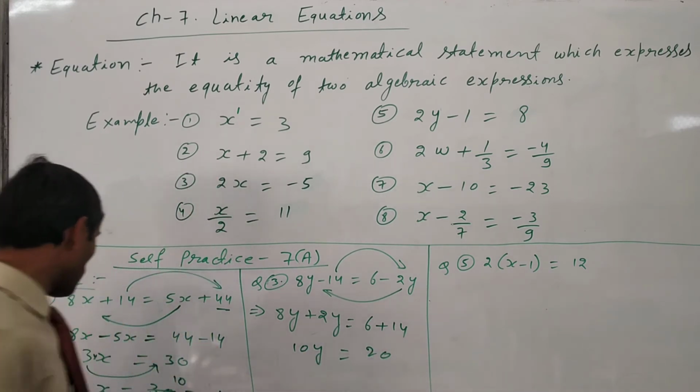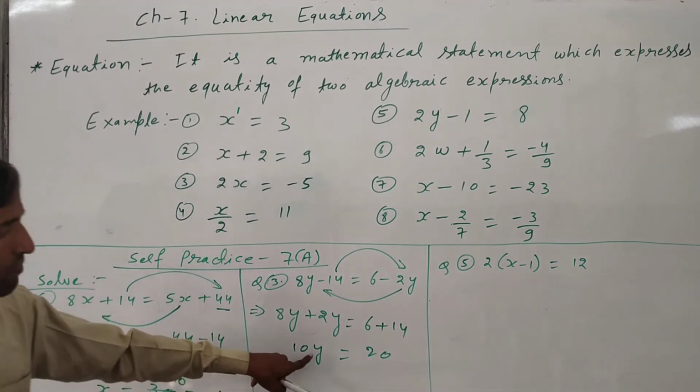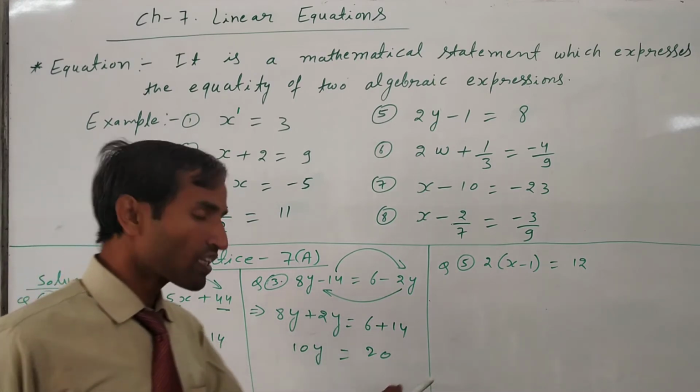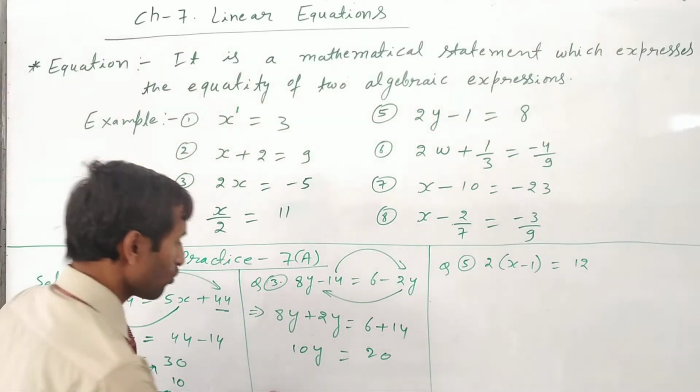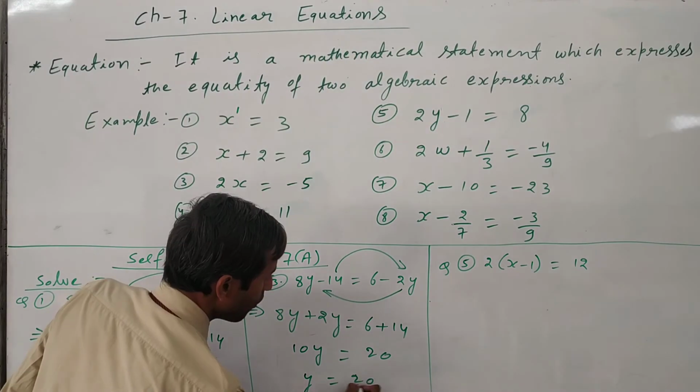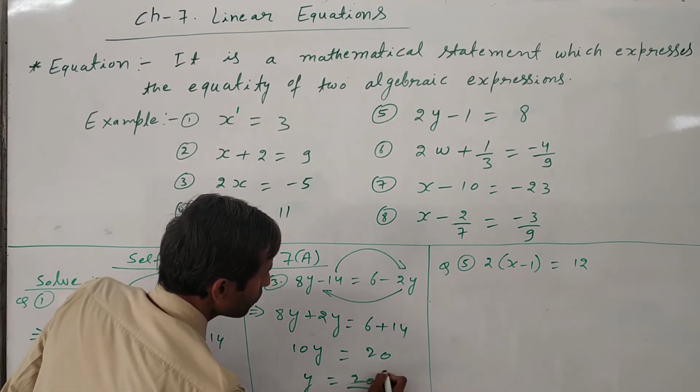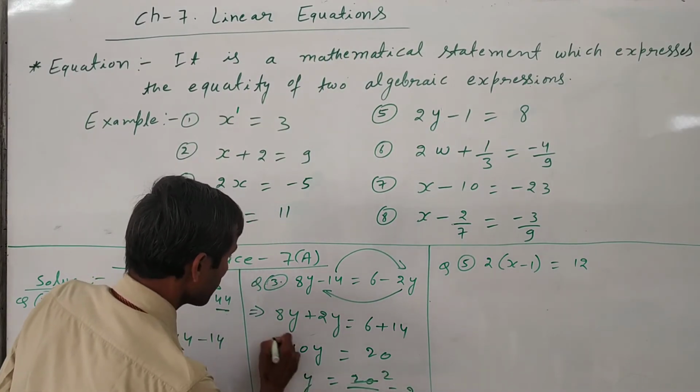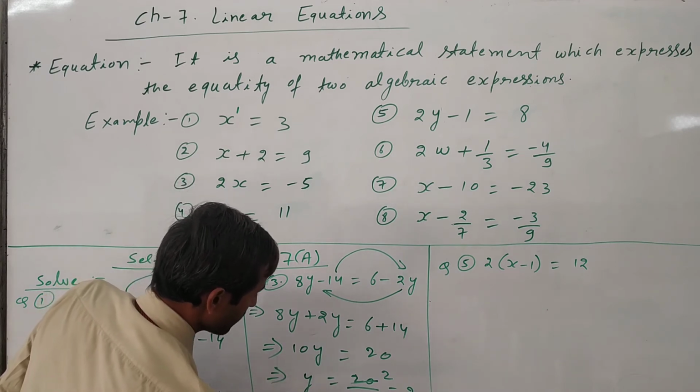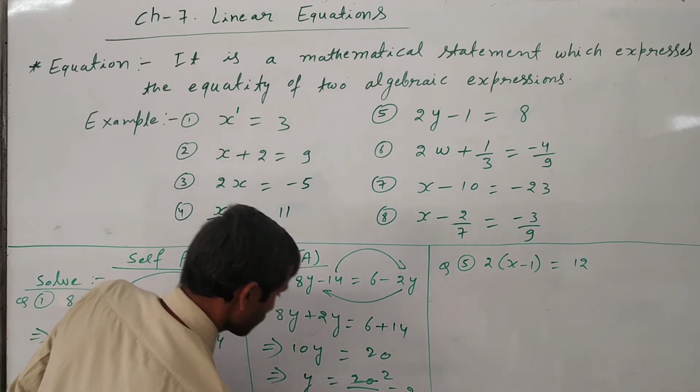Now again we have the same type of situation. Here a multiply sign is there, so 10 will shift to that side and come under division. So y is equal to 20 upon 10. It will cancel out to 2. So y is equal to 2. Final answer: y is equal to 2. Okay, this is our final answer.